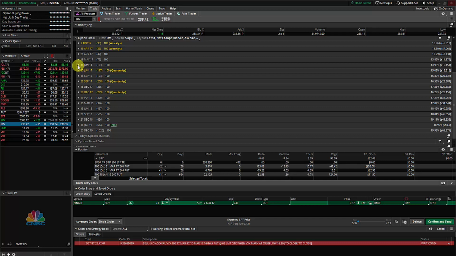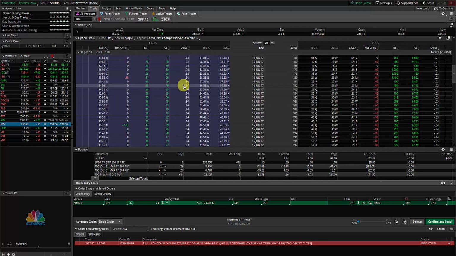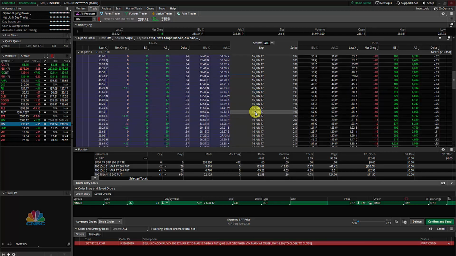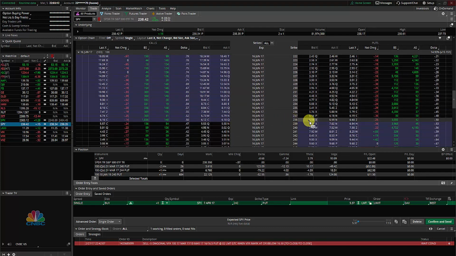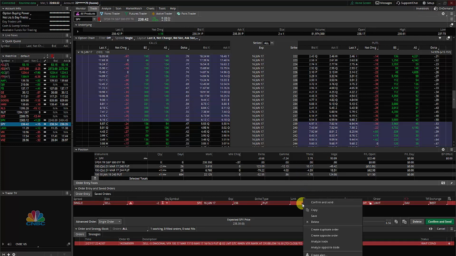Around June, 100 days to go. Same thing, I'll be selling the at the money option, 238, because there's 100 days to expiry. The 238 at the money put option is going for $6.54 per contract. If I were to sell 2 contracts, let me analyze the trade.